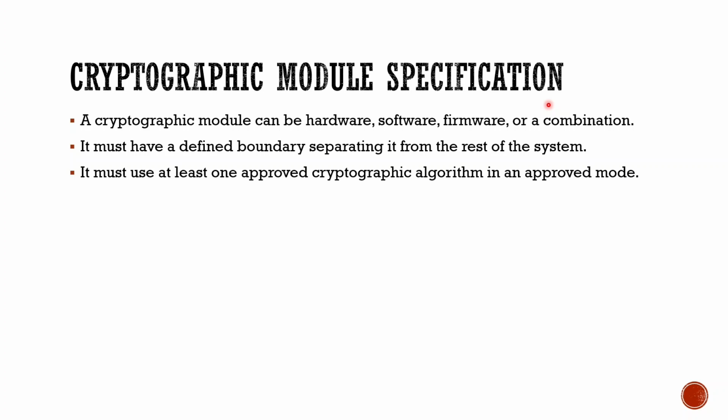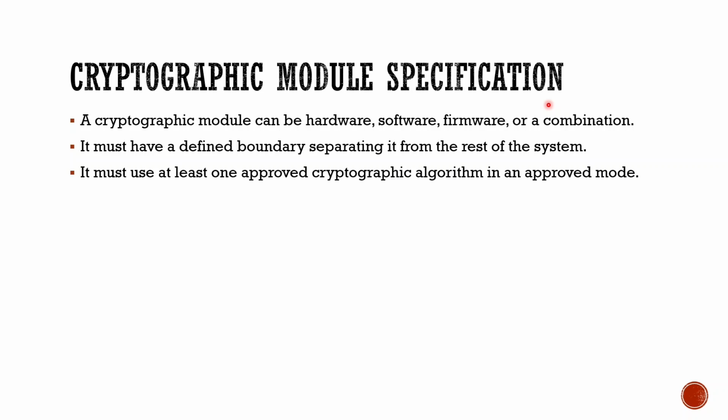The first requirement, cryptographic module specification. Let's break this down. A cryptographic module can be hardware, software, firmware, or a combination of both. It performs cryptographic functions like encryption, decryption, and additionally it can also perform generation of keys. It must have a defined boundary. It must use at least one approved cryptographic algorithm in an approved mode. This is approved by FIPS themselves.